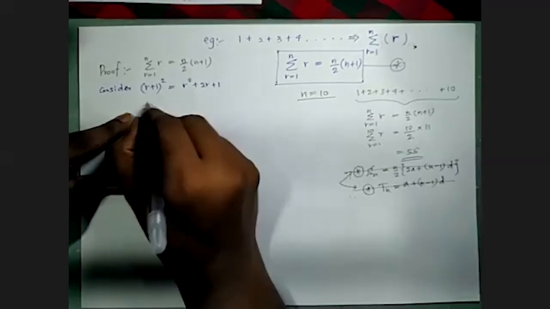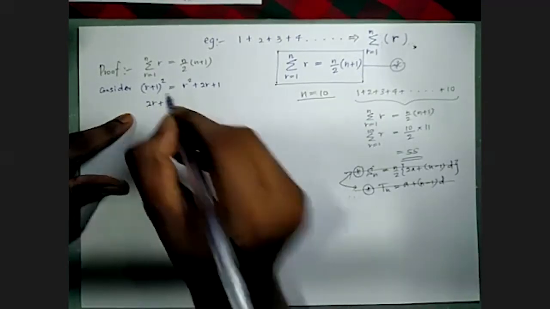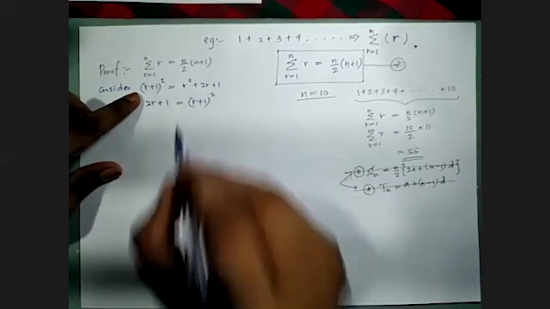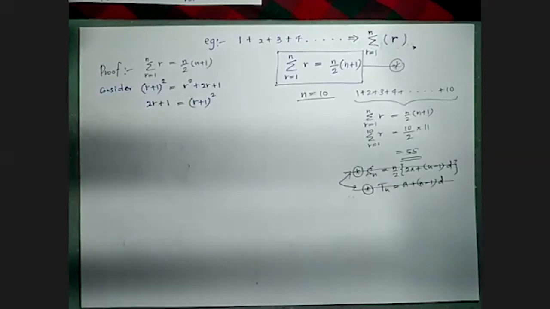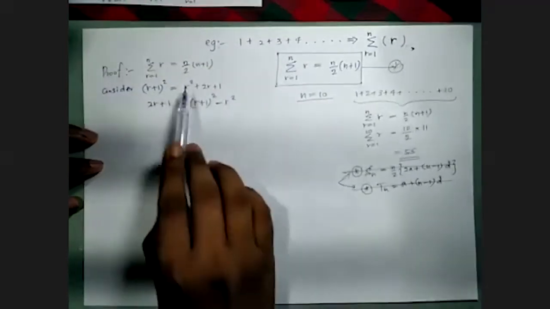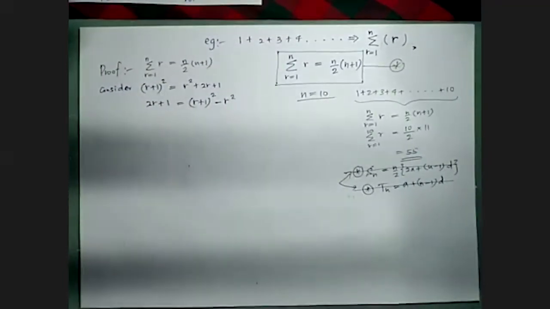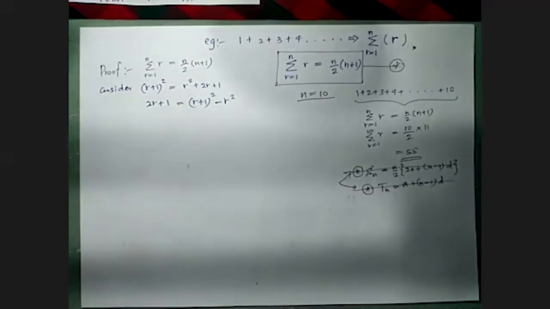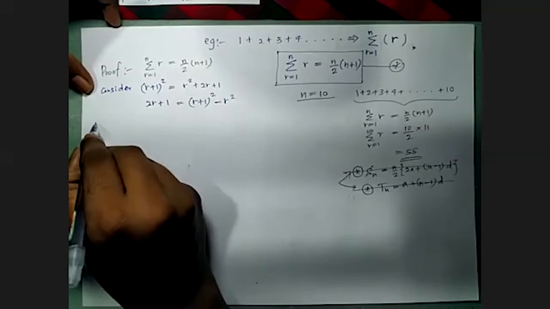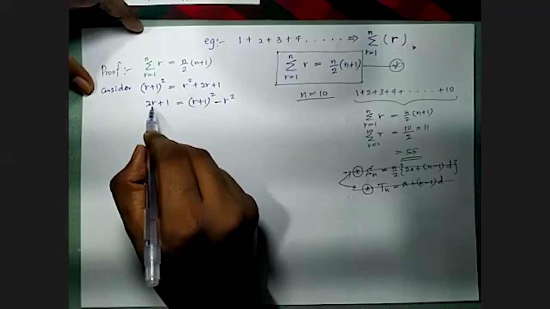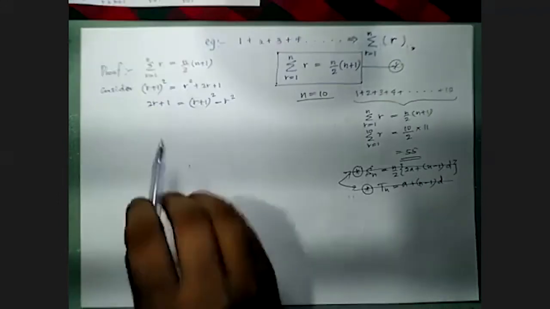And you have to rearrange: 2r plus 1 is equivalent to r plus 1 whole thing squared minus r squared. You have to take this r squared here. Then this is an equation. That means we can substitute any value for r.